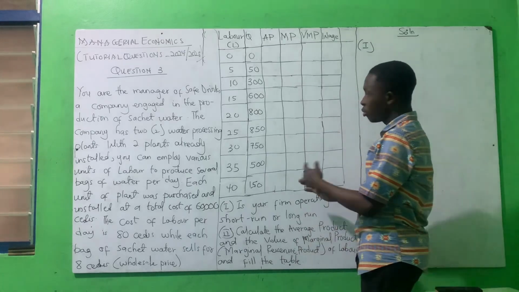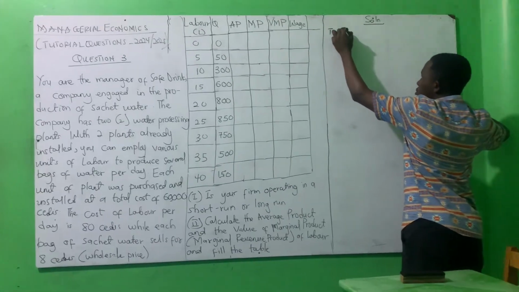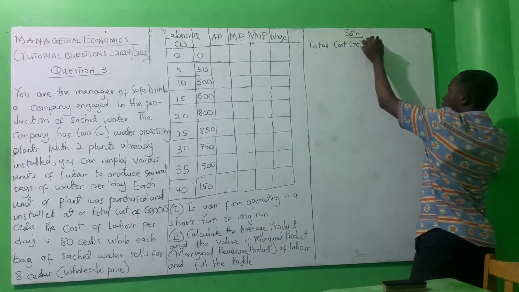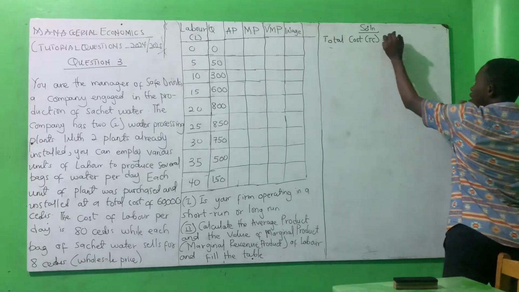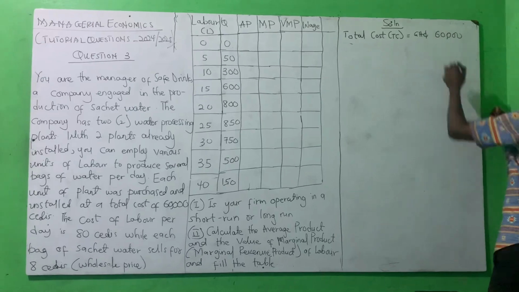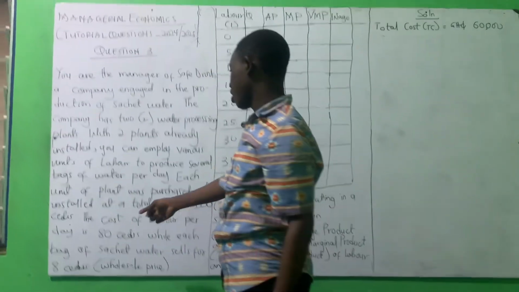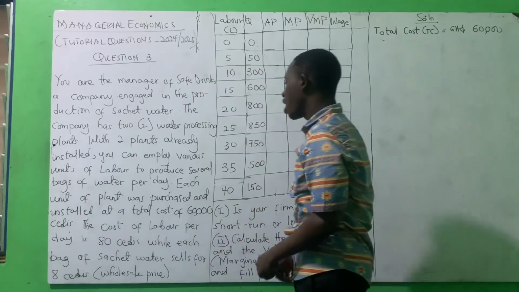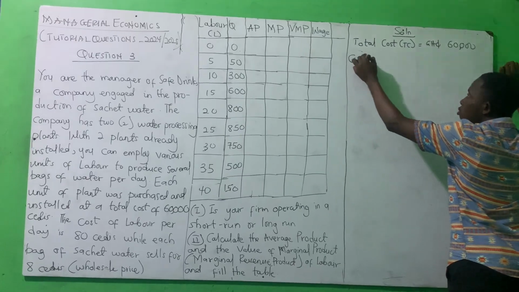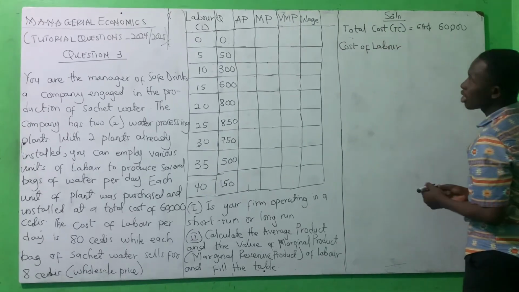So let me remove the information first. So we're given total cost, which is TC, was given as 60,000 Ghana cedis. 60,000 Ghana cedis. The cost of labor per unit. Cost of labor. That's where most people get confused.